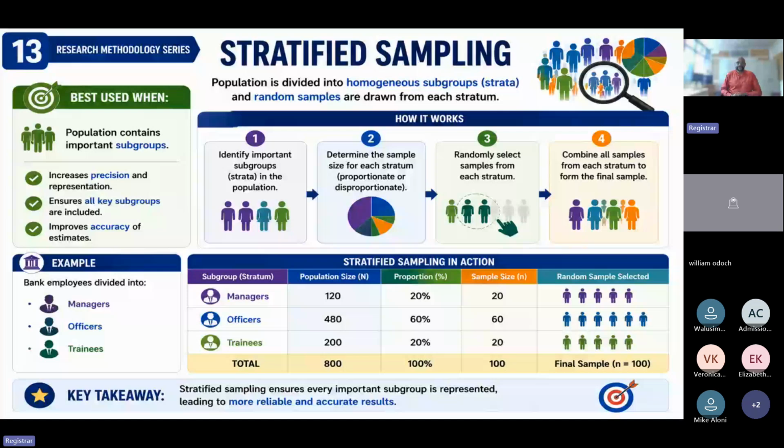From that, you determine proportions: how many strata, and how many people from each stratum. From that, you can pick randomly.